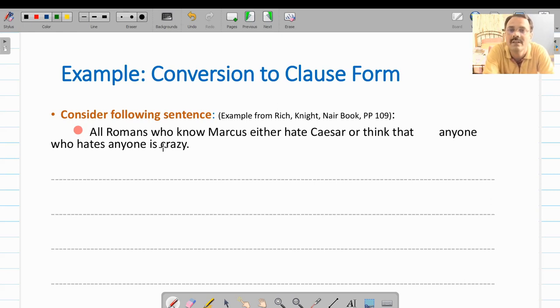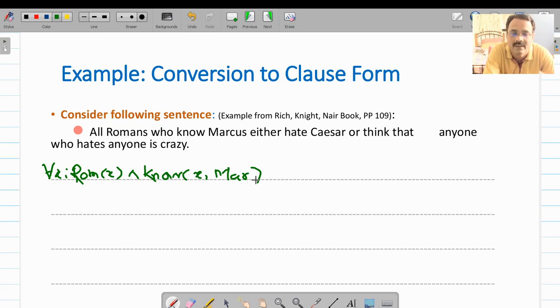All Romans who know Marcus. So first I will convert it into the predicate logic form. All Romans, so you will have to introduce a quantifier here: for all X, if X is Roman, so instead of writing Roman, I will make it short, ROM. All Romans who know Marcus: for all X, if X is Roman and if X knows Marcus, so I will define a know predicate. If this X knows Marcus, now instead of writing complete Marcus, I will write MAR.